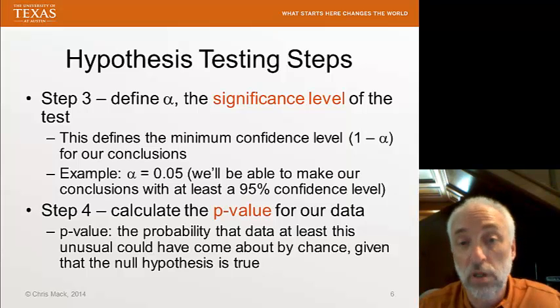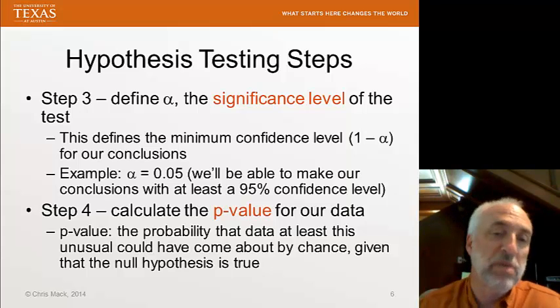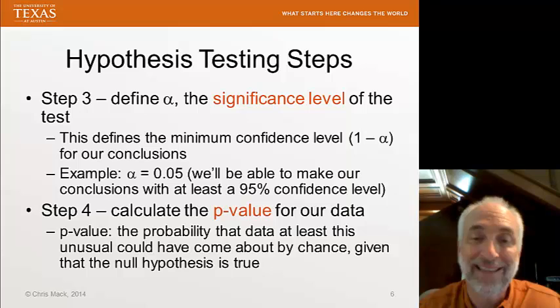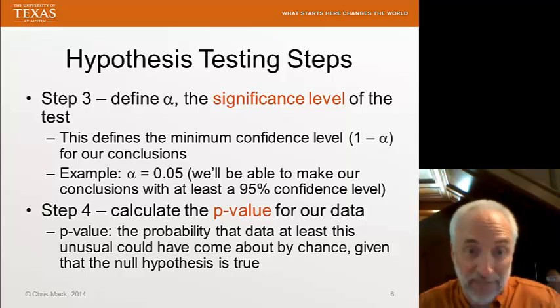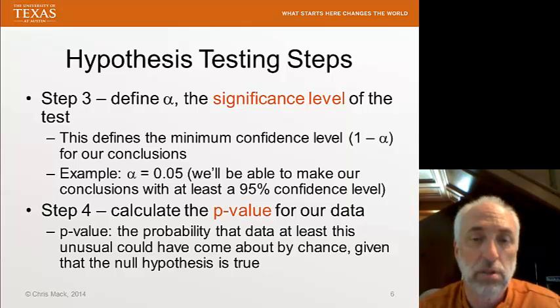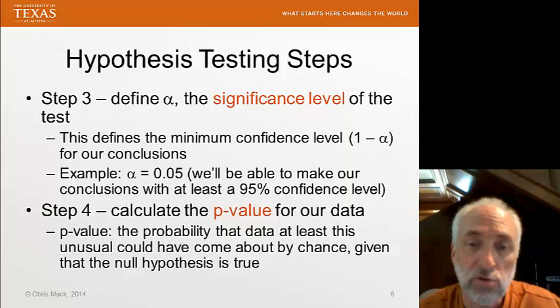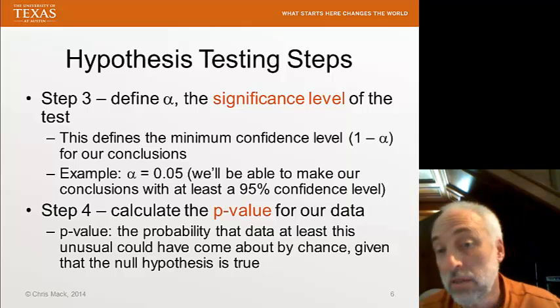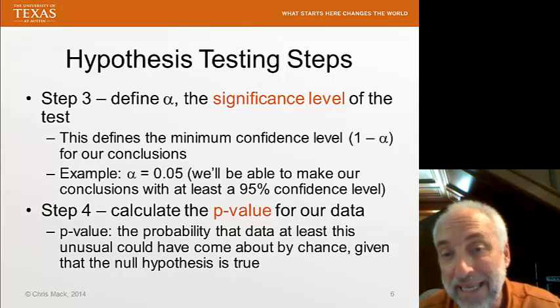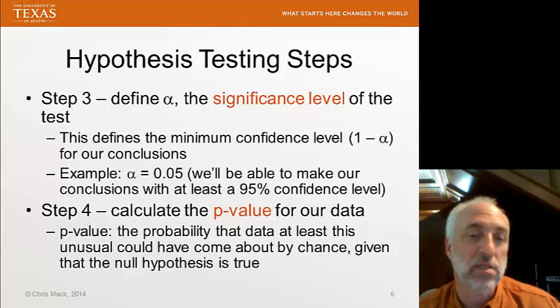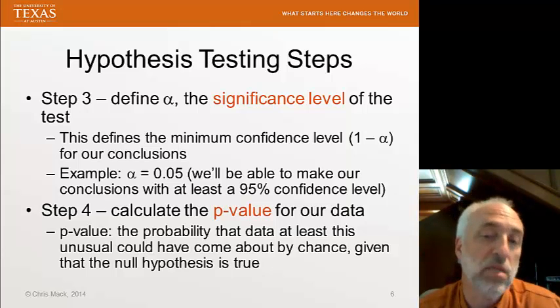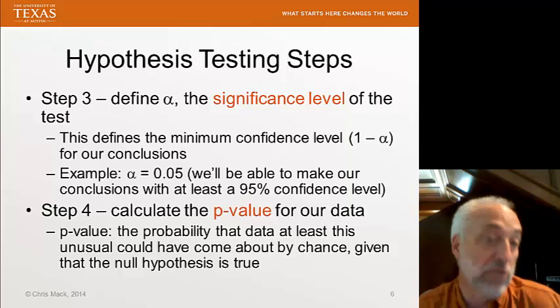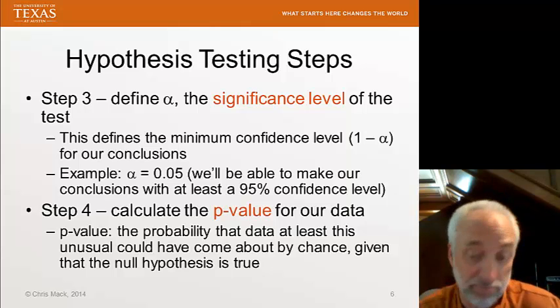Step 4, calculate the p-value of our data. The p-value is the probability that data, at least as unusual as the data I got for this particular sample, could have come about by pure random chance, given that the null hypothesis is true. Now, the p-value is the key new concept for hypothesis testing. And this step, calculating the p-value, is where all the real calculation time comes into play.